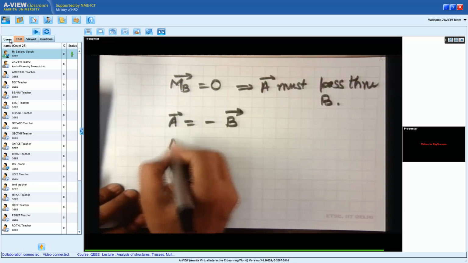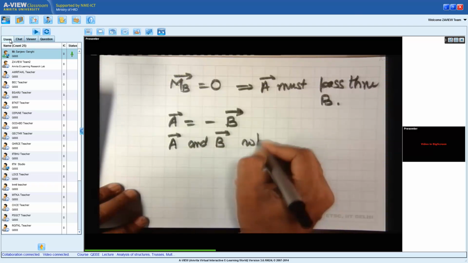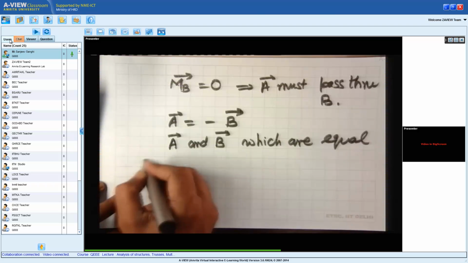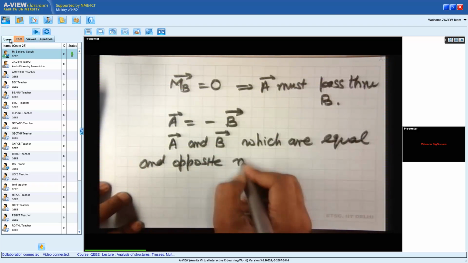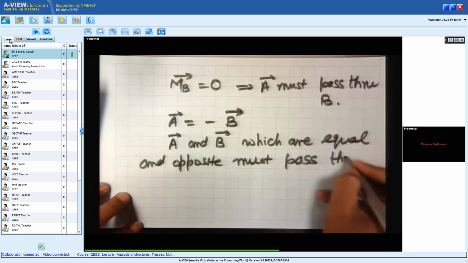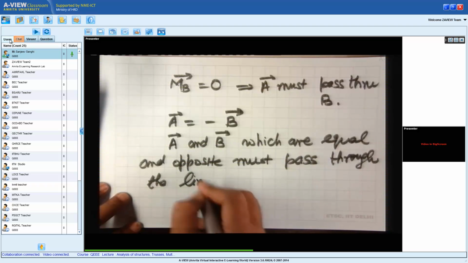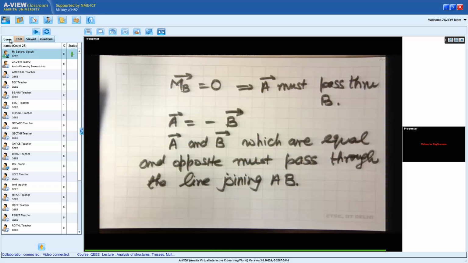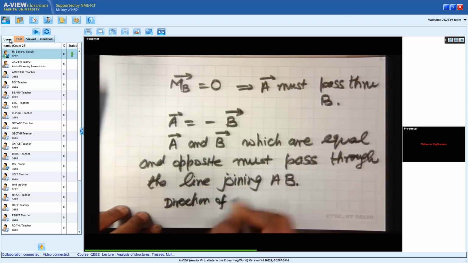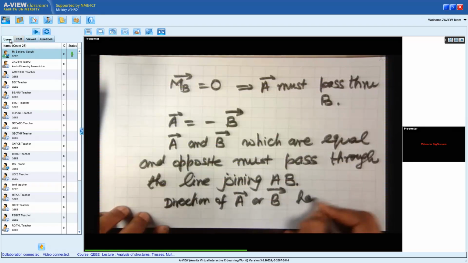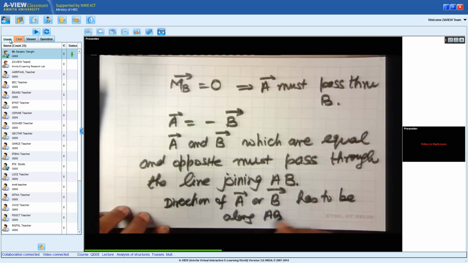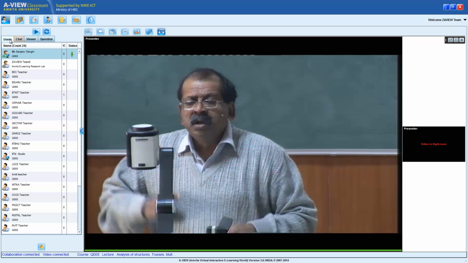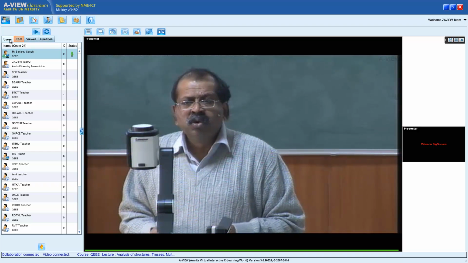So what it means is that A and B, which are equal and opposite, must pass through the line joining AB. So what this means is that we know the direction of A or B has to be along AB, which tells us that effectively we have only a single unknown, a force A or a force B, which is passing through the line joining AB.